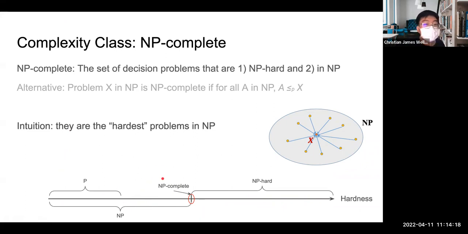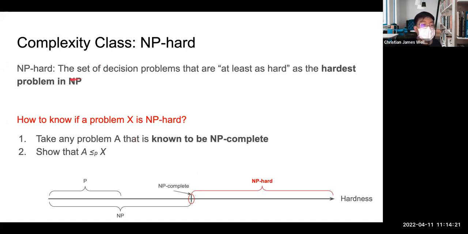Okay. So just now I said that NP hard is the set of decision problems that are at least as hard as the hardest problem in NP. So how do I know if a problem X is NP hard? I have a problem X here. Does it fall in NP hard, or somewhere else? So what I do is take any problem A that is known to be NP complete, somebody here, A that is in NP complete, then show a reduction from A to X. Show that a reduction exists from A to X.